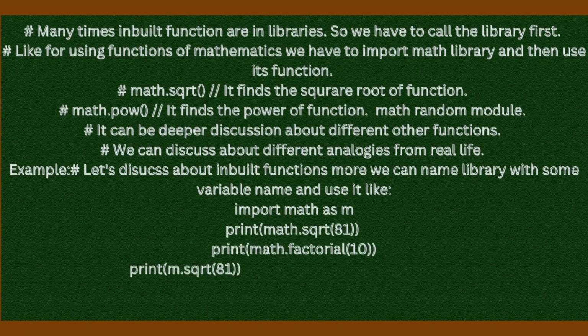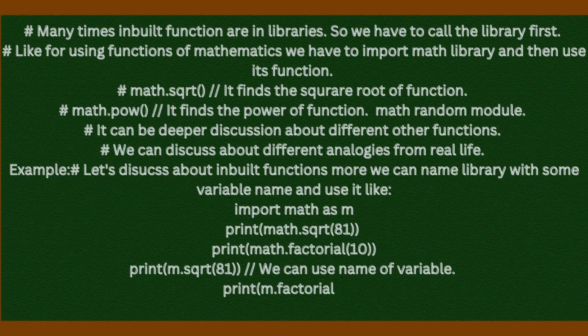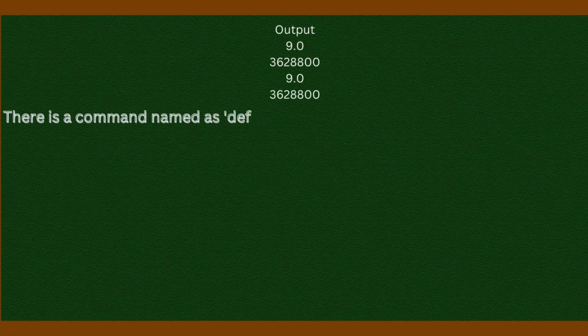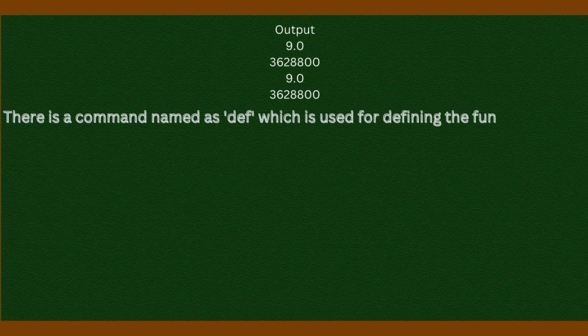We can name a library with some variable name, like here I import maths as m, right? I create an alias. Now I use maths dot square root and maths dot factorial, so it will calculate the square root of a number, right? Output is 9, and the factorial of 10.